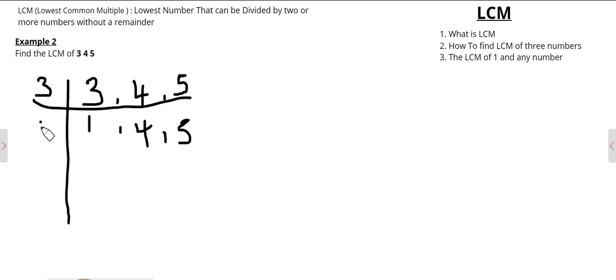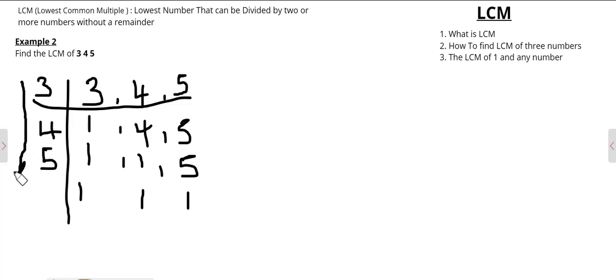So next we divide again. So here becomes 1, and here becomes 1. Since 4 cannot divide 5, we still bring our 5 down here. So next we use 5. So here becomes 1, here becomes 1, and here becomes 1. So at the end of the day, we are left with these guys here.